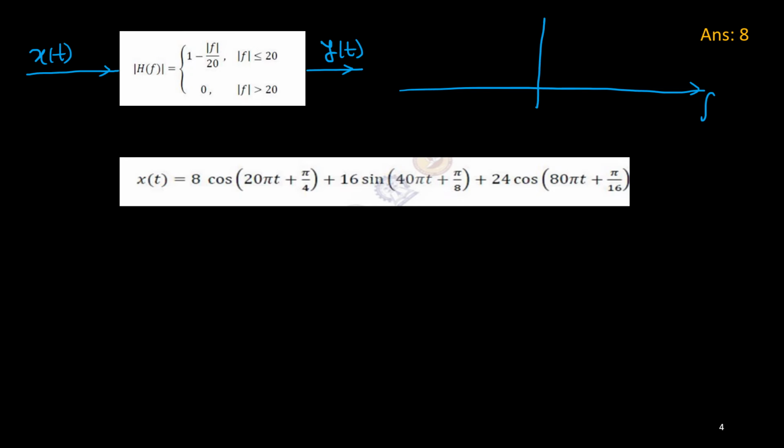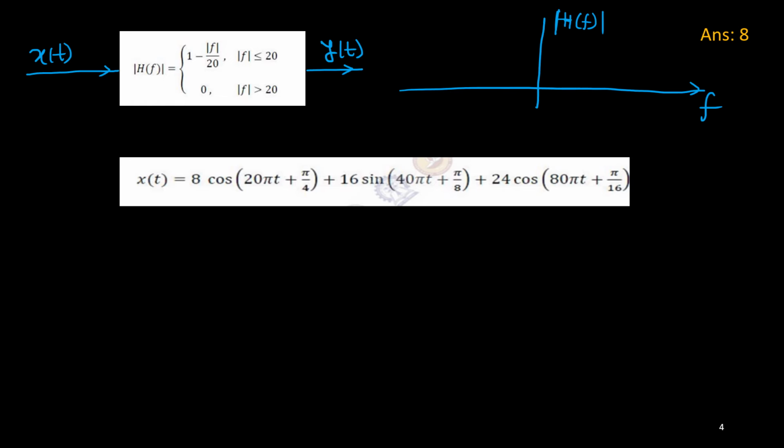Now, this is your system. The signal x(t) will be applied and output is y(t), and the spectrum, so this is the frequency f, this is your magnitude of H(f), right? So this shape we can plot.